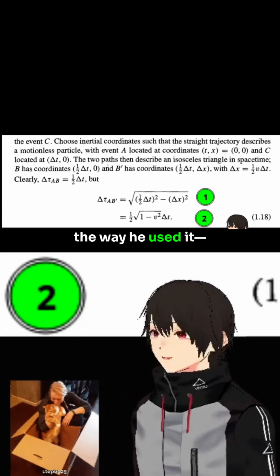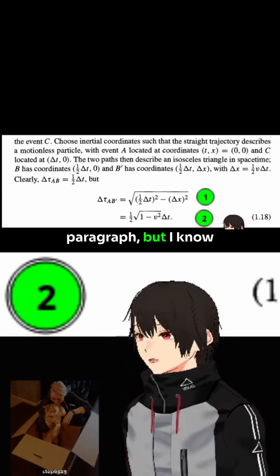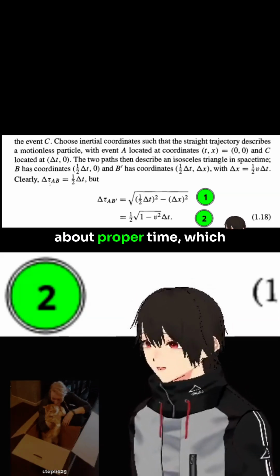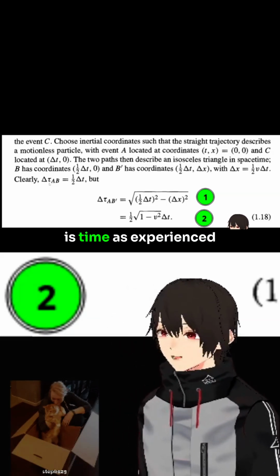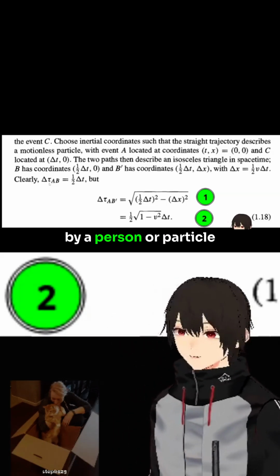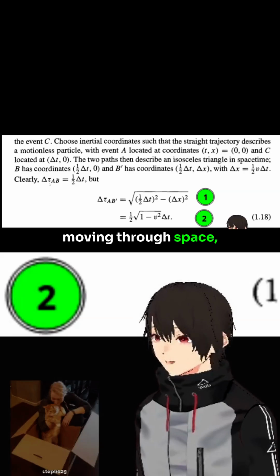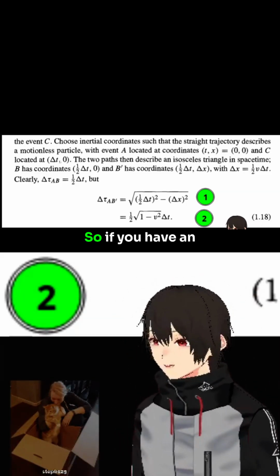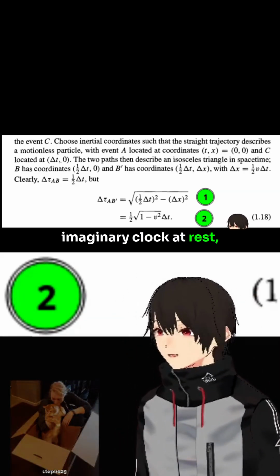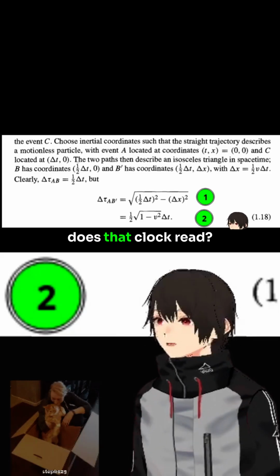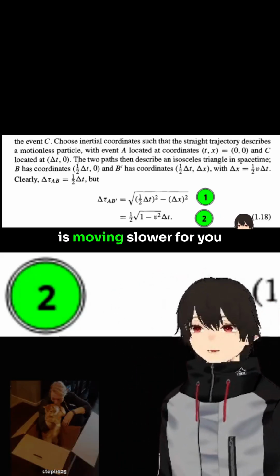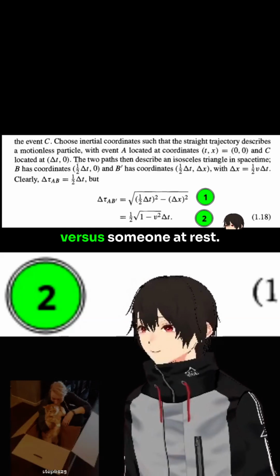Because the way he uses it, it doesn't say it in this paragraph, but I know from reading the rest of the book, he's using tau whenever he's talking about proper time, which is time as experienced by a person or a particle moving through space. Whereas he's using T for coordinate time. So if you have an imaginary clock at rest at that point, what time does that clock read? And so the idea is if you're moving closer to the speed of light, your time is moving slower for you versus someone at rest.